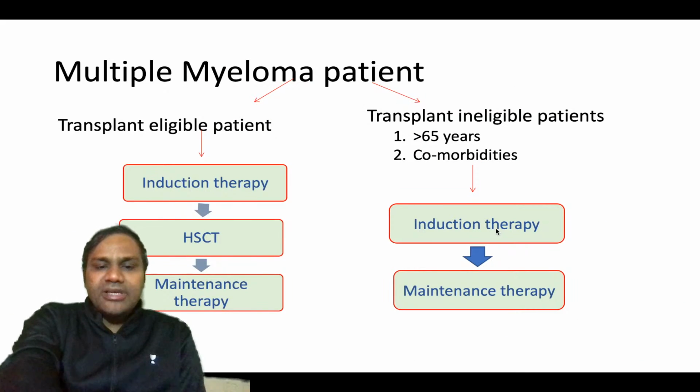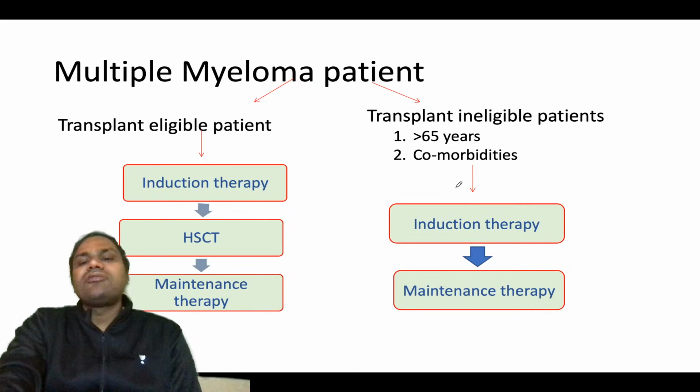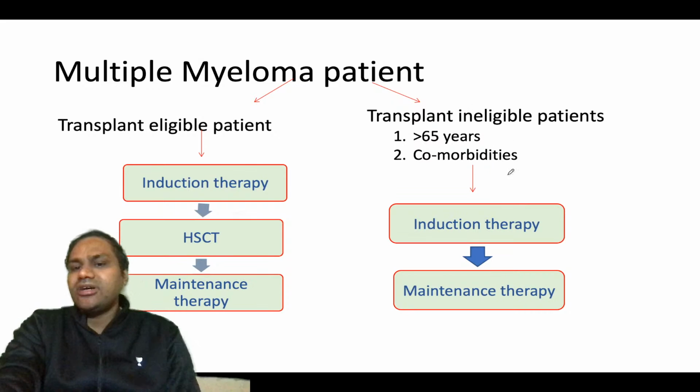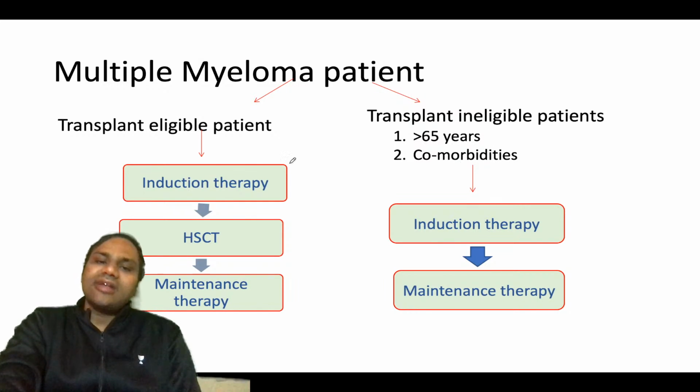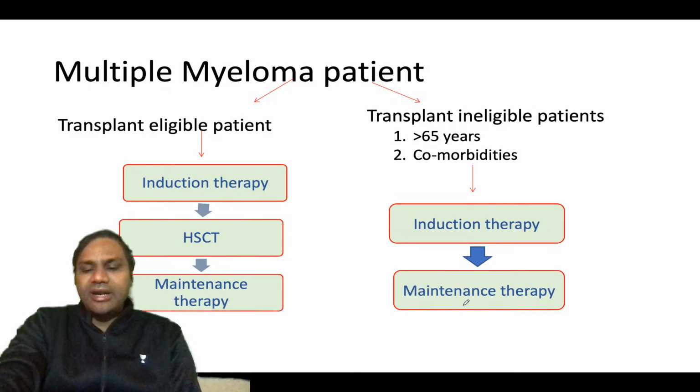Now in a multiple myeloma patient, what you need to look at is whether the patient is transplant eligible or not transplant eligible. Those patients who are not transplant eligible are greater than 65 years and have comorbidities. In a transplant eligible patient, you give induction therapy, then do a stem cell transplant, and then give maintenance therapy. But in those who are not transplant eligible, you just give induction therapy and provide maintenance therapy.